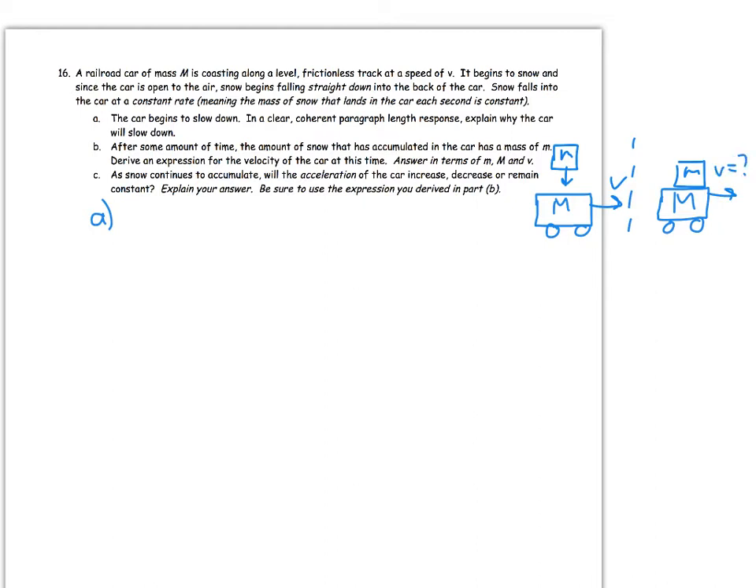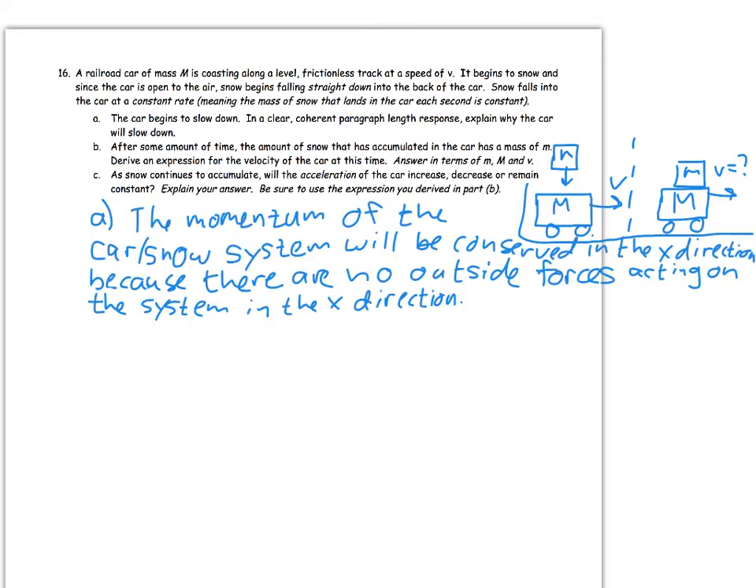The first thing we want to do is explain why the car will slow down in a clear, coherent paragraph length response. So there's a few points that we want to make. The first point that we want to make is that momentum is going to be conserved in the x direction here because there are no outside forces on our system in the x direction. There are some y forces, gravity, the force from the track, but in the x direction there are no outside forces. So the momentum of our system is going to be conserved.